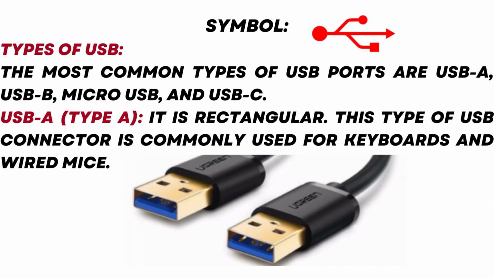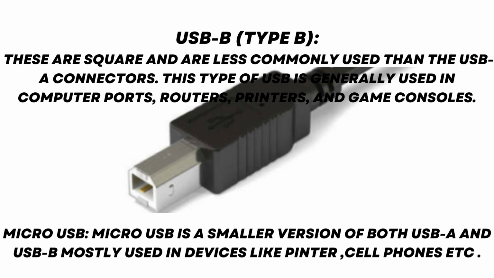Types of USB. The most common types of USB ports are USB-A, USB-B, micro USB, and USB-C. USB-A, Type A. It is rectangular. This type of USB connector is commonly used for keyboards and wired mice. USB-B, Type B. These are square and are less commonly used than the USB-A connectors. This type of USB is generally used in computer ports, routers, printers, and game consoles.